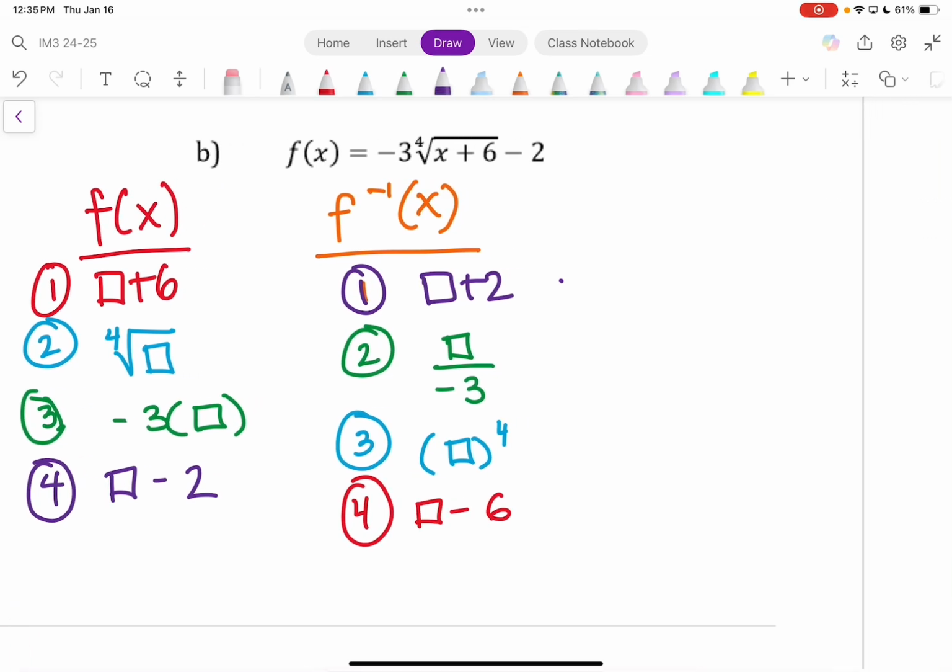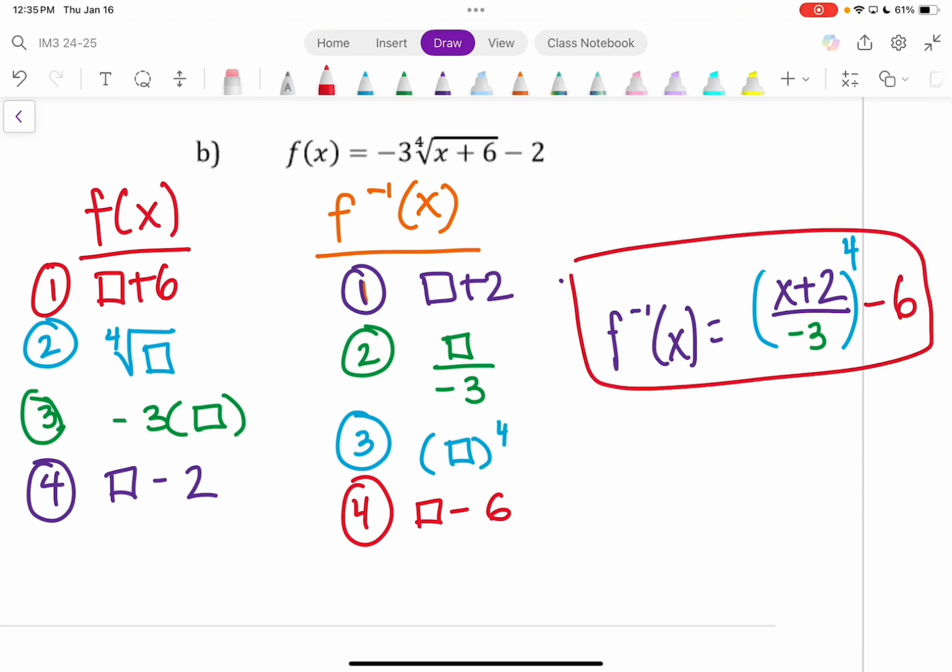Okay, so let's write the inverse. F inverse of x is equal to x plus 2 over negative 3, raised to the 4th power, minus 6. And there we go. Easy peasy. Okay, so we're going to stop here. This is where I had to stop my last class because we ran out of time.